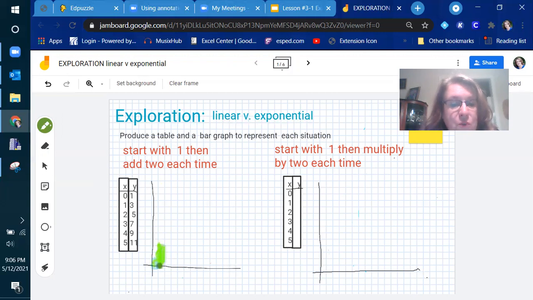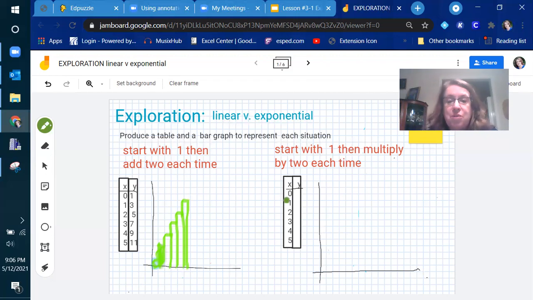So there's my first one. And then I'm going to add 2 more. And I'm going to add 2 more. I'm going to add 2 more and add 2 more. I kind of messed up that one, but hopefully you get the idea.